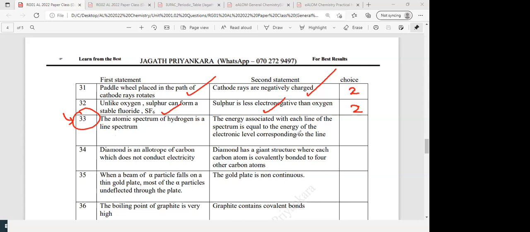Question 34, can we do it? Diamond has a giant structure. This is correct. Diamond is an allotrope of carbon, which does not conduct electricity. That is also correct. That also doesn't explain, no? They're asking about the allotrope of carbon. Right, done? Okay, good. Most of you did it well.